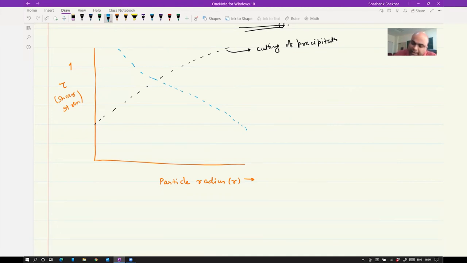Okay. So now if I combine these two, my net curve is going to look something like this. Okay. So the blue one here is for bowing of dislocations. And the final red one is the net curve. Okay. And the maximum here will correspond to a radius. Let's say we call this radius RC or critical radius.